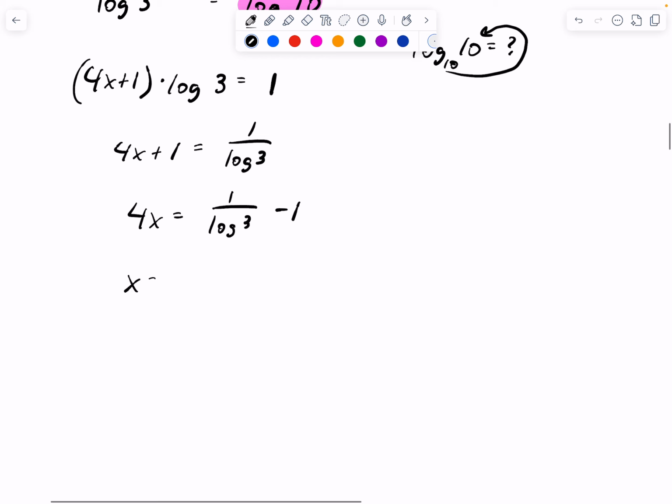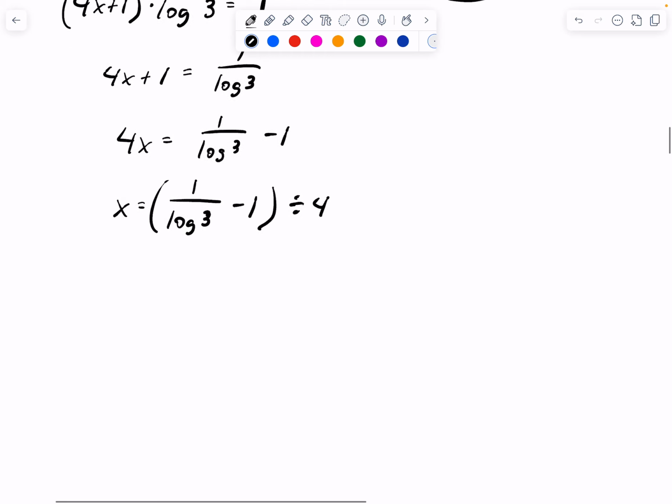And then you can write it like this because I'm going to divide by 4. It's going to look kind of ugly here. All right, so minus 1, put that in parentheses, and then divide by 4. You don't have to leave it like that. That's fine. I will accept that.